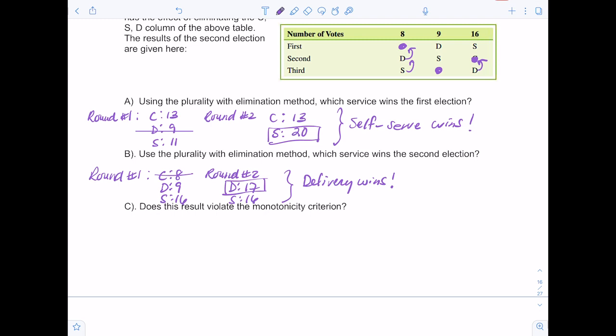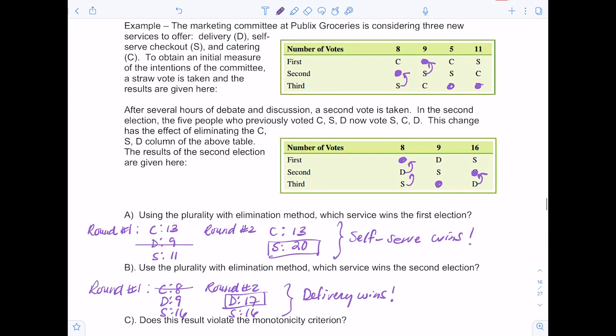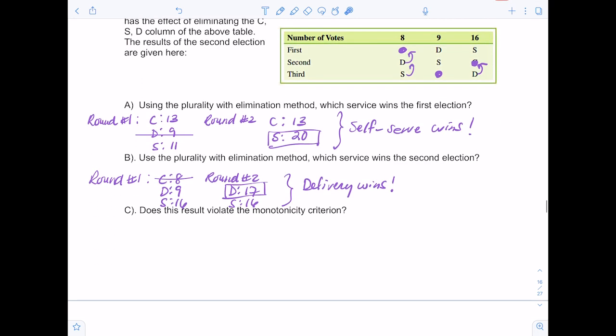So yes, it did violate that criterion because 5 voters changed their ballots, right? So if you're looking at the first table here, these 5 voters changed their ballots to support self-serve and then catering and then delivery. So they added support to that order, right? But the victory was not repeated in the second election, right? So self-serve won the first time, but it wasn't repeated in the second one. So yes, that did violate that criterion.